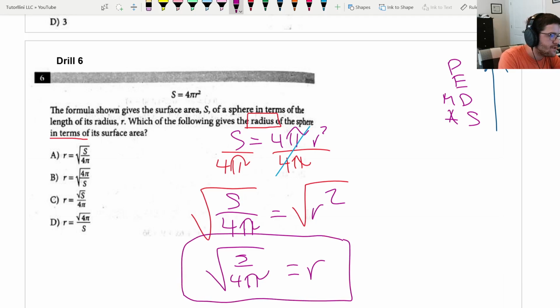And I think that's answer choice A. Let's see if that's right. Yeah, it is. Good. We don't need a plus or minus because this is a geometry problem. So radius can't be negative.